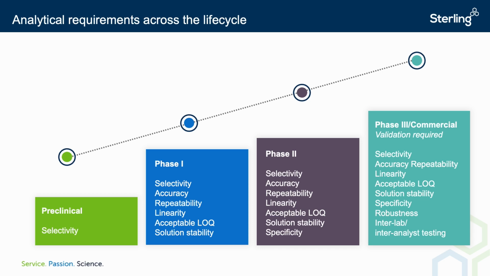At phase 1, there are some additional requirements. Here we include accuracy, repeatability, linearity, LOQ, and solution stability. Accuracy and precision, specifically repeatability in this case, help determine the consistency and accuracy of the method. Linearity provides evidence of the relationship between concentration and the result.